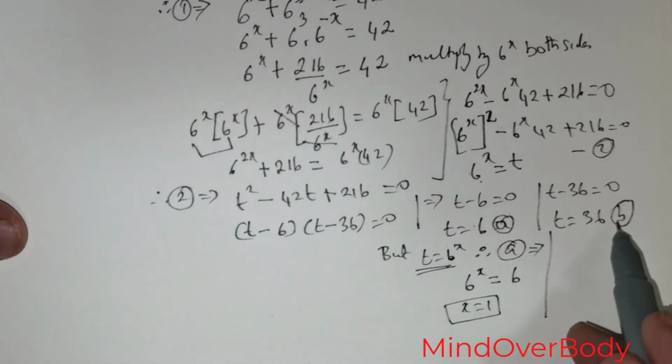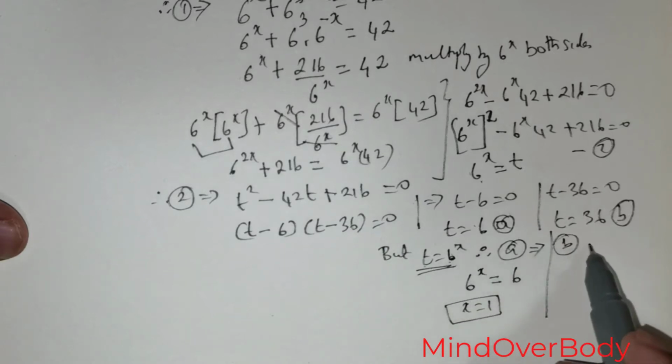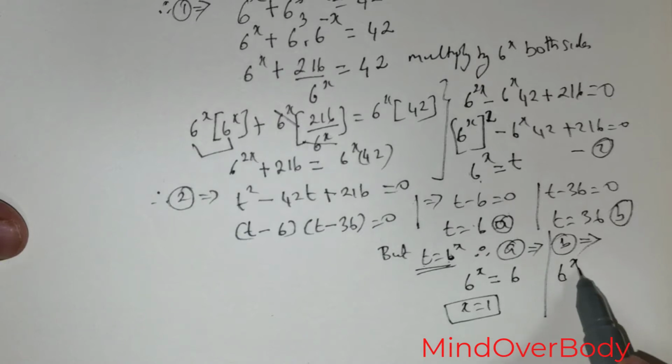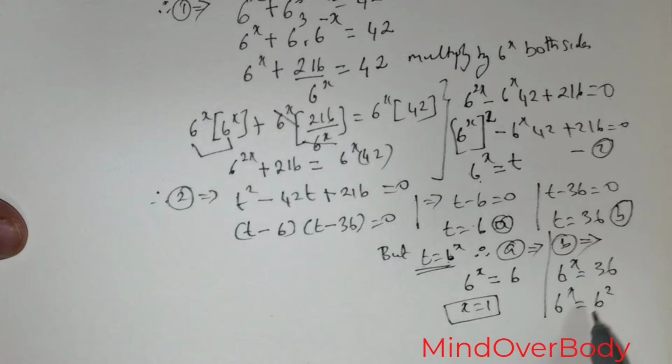Over here, if I were to use t as 6 raised to the power x, then b would be rewritten as 6 raised to the power x is equal to 36. I'm going to rewrite 36 as 6 squared. So from here I get x is equal to 2.